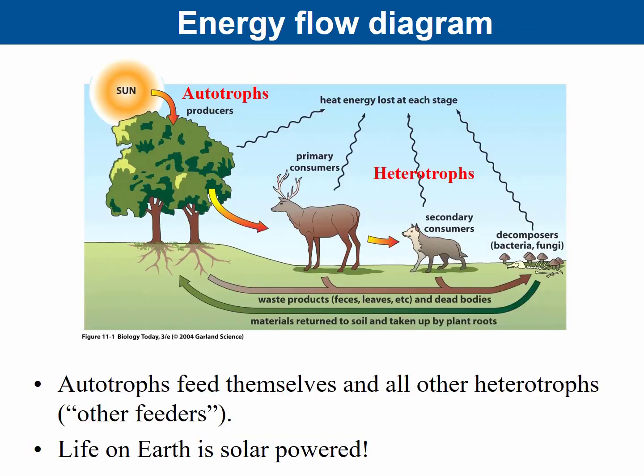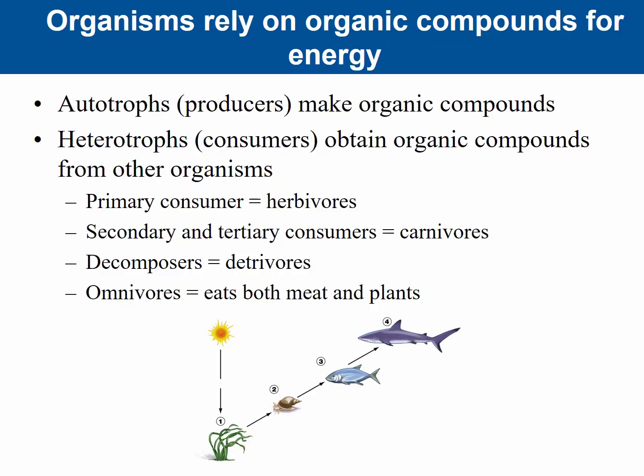They're self-feeders, but they also feed all other heterotrophs as well. And so life on Earth is solar powered, right? Without the plants, life would cease to exist. So organisms rely on organic compounds for energy. Autotrophs, or producers, make those organic compounds. Heterotrophs, hetero means other, troph is feeder, so other feeders like consumers obtain organic compounds from other organisms.